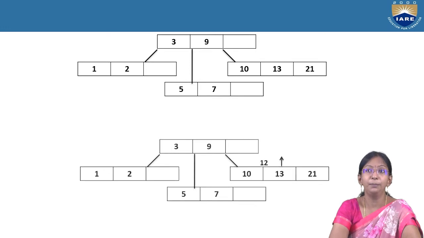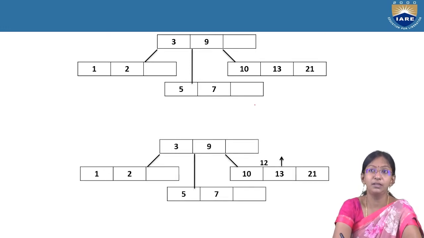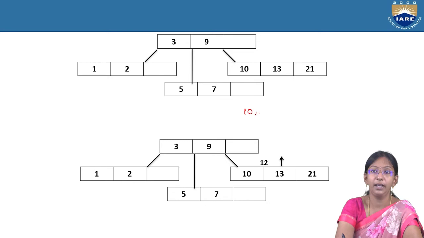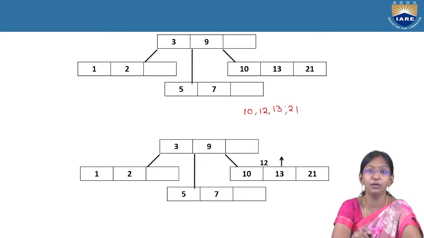Next insertion will be 12. What is the right order? 10, 12, 13 and 21 is the right order. But the node cannot accommodate 4 key values. Its order is 4, so only 3 key values it can hold. So 13 is going to reach the top, making 10 and 12 to be its left children and 21 to be its right child. Okay?